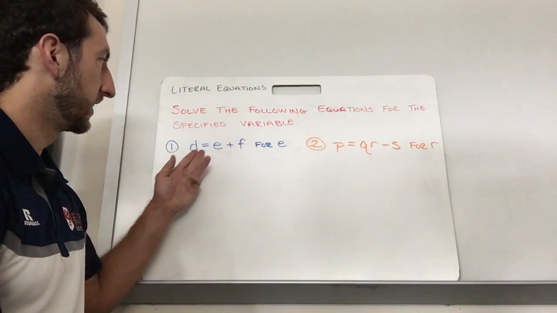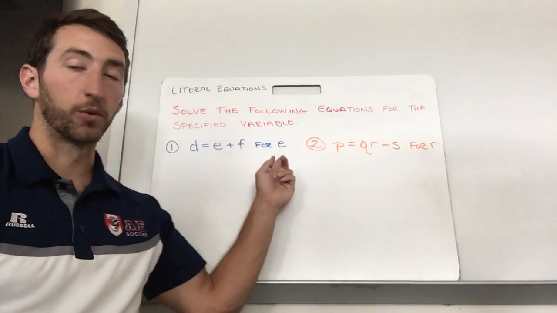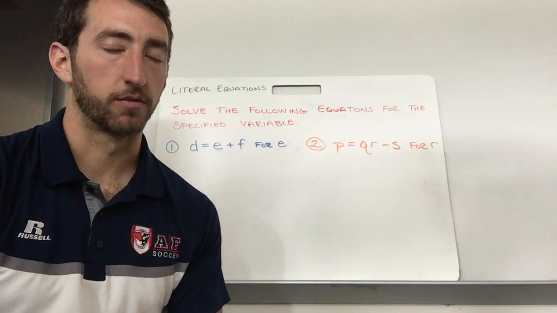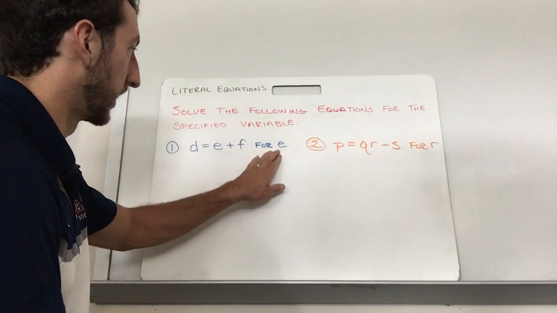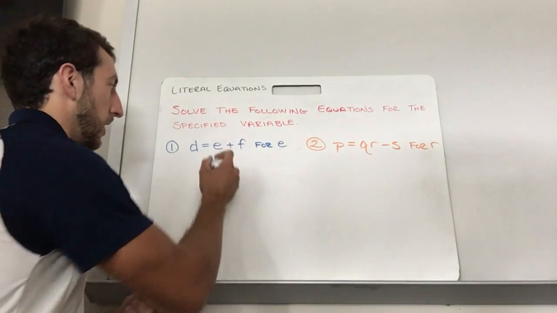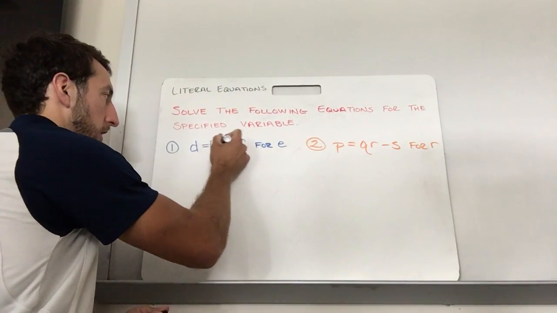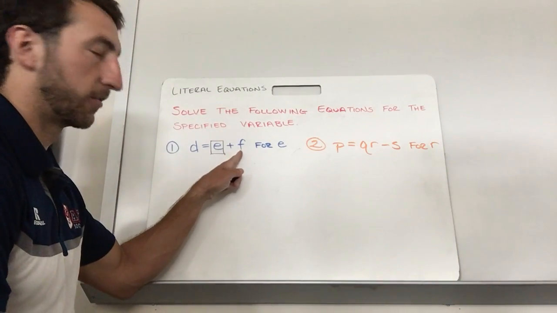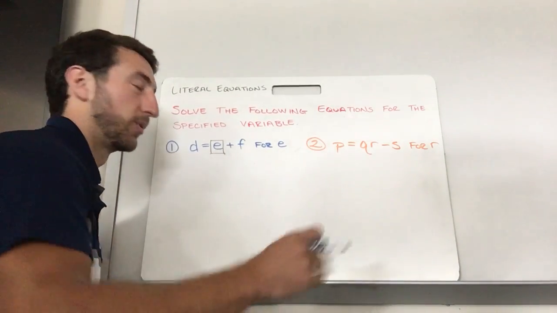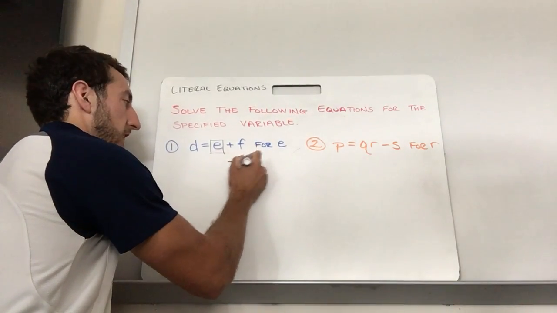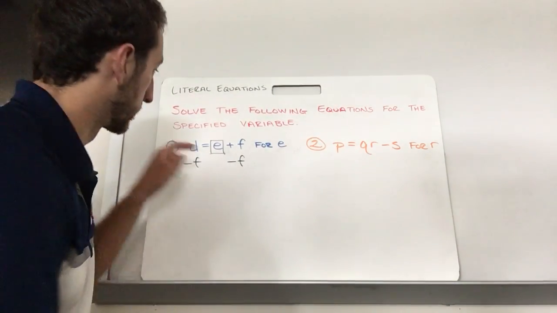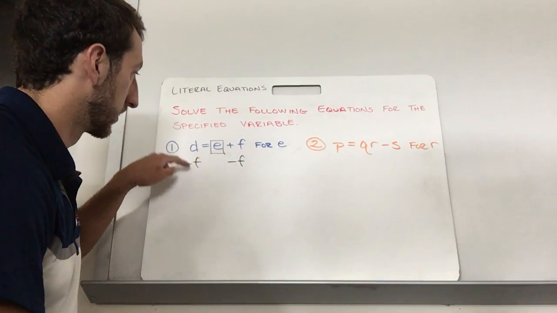So number one, we've got D equals E plus F, and we want to solve it for E. All we're doing is manipulating this equation to solve for the given variable. So it says that we want to get E by itself, so what I usually do is I box in what we're going to try and solve for. So we're going to get that by itself. In order to do that, I've got to get rid of this F. This is a plus, so in order to get rid of the addition, I'm going to subtract F from both sides.